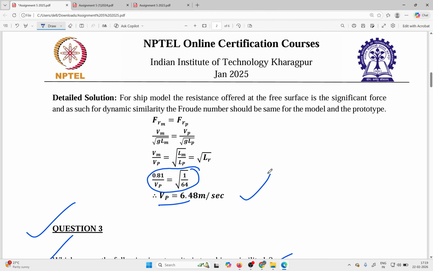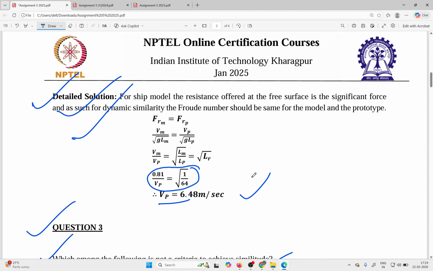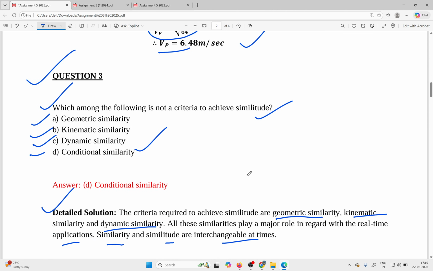Now I'll also read the detailed solution of question number 2. For a ship model, the resistance offered at a free surface is the significant force, and as such for dynamic similarity, the Froude number should be the same for the model and prototype. So this is very important. Please remember all this. Now let us move on to the next one.